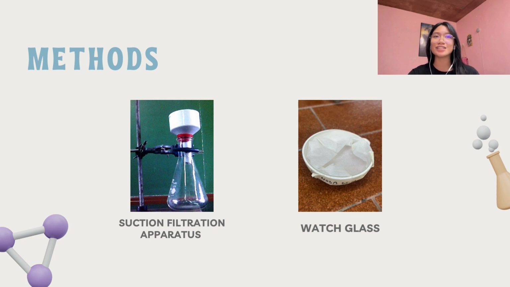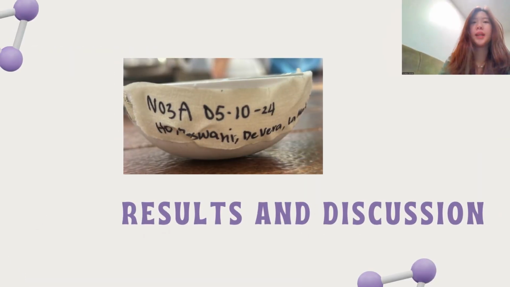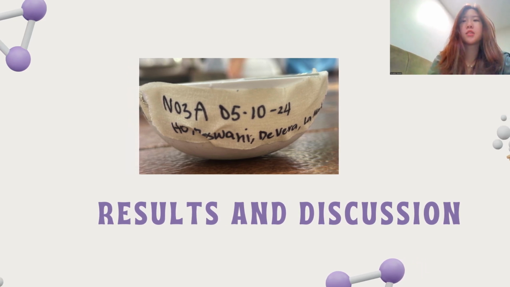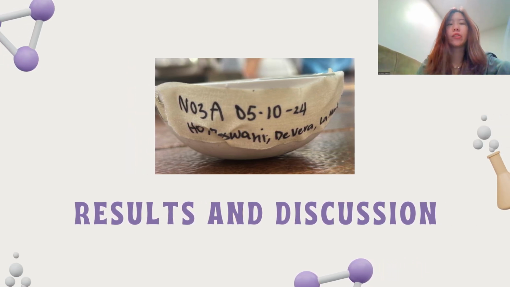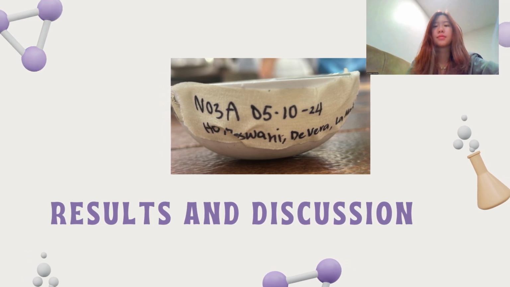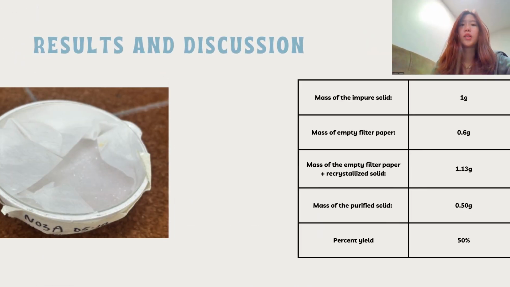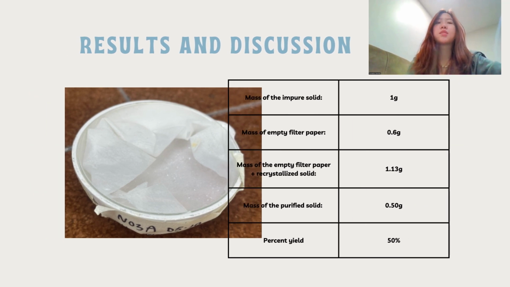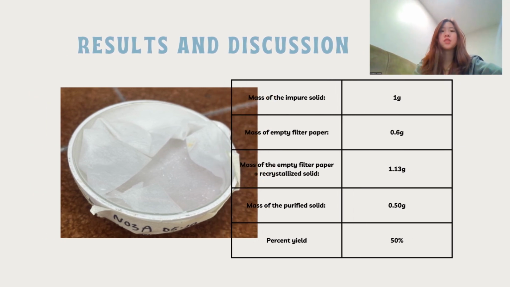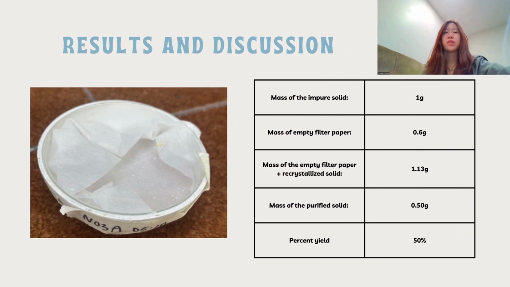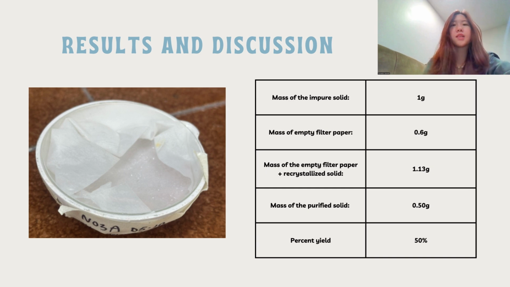Weigh the dried crystals and filter paper to the nearest 0.01 gram. At the end of the activity, the group determined the percentage of the pure crystals recovered from the impure sample. The results were obtained on the following laboratory class schedule, which was 2 weeks from the actual day of experimentation. For the results, it was found that the mass of impure solid acetanilide was 1 gram. The mass of the empty filter paper was 0.6 grams.